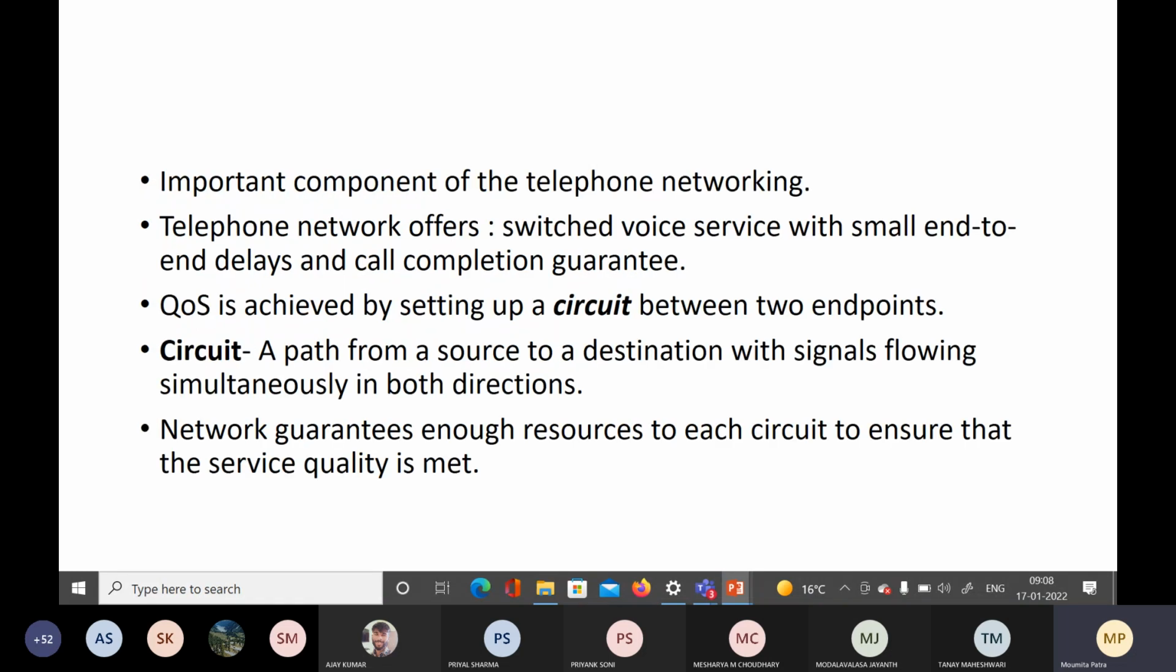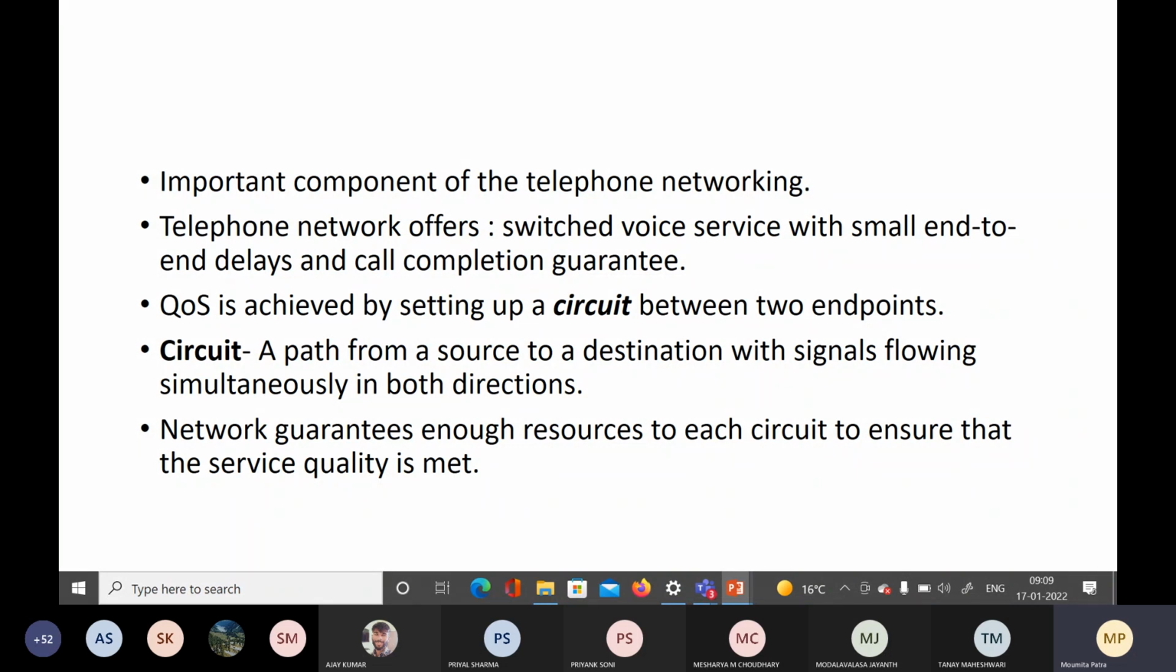One of the important components of computer networks will now be telephone networking. So we can say that telephone networking is one of the important components of a computer network. What does it offer? It offers switched voice service with small end-to-end delays and call completion guarantee. We know it is basically using circuit switching, so we will have very few end-to-end delays. And we know why we will have very few end-to-end delays. I would ask this question again a few slides later.